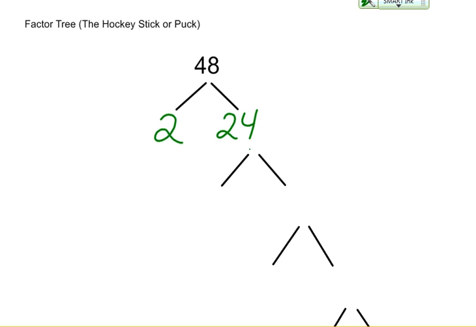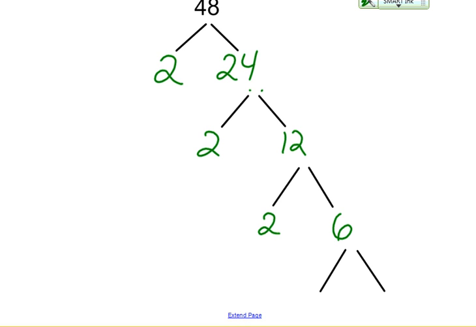See how these arrows here are now pointing to the 24. Now I'm going to break down 24. 24 divided by 2 can give me 12. All right, now I'm going to break down 12. 12 divided by, still an even number, so I'm going to go by 2, is going to give me 6. And getting further down into my factor tree. See, okay, now I have 6, still an even number, so I'm still going to divide by 2, and that's going to leave me with a 2 and a 3. And since 3 is a prime number, here I am at the end.